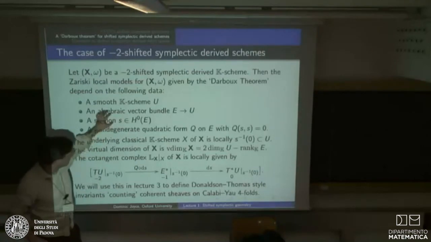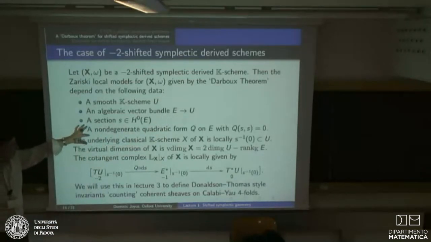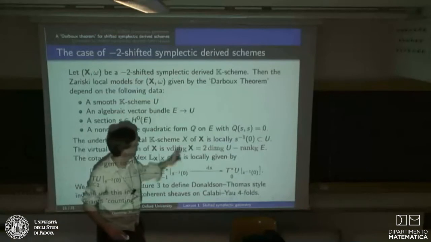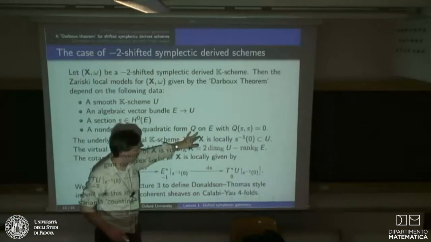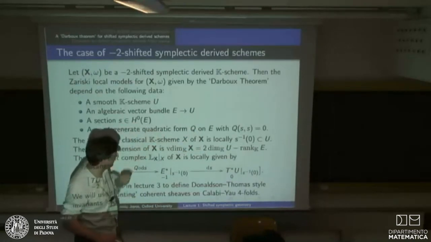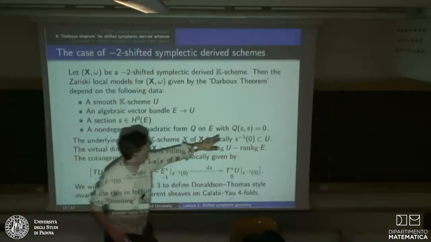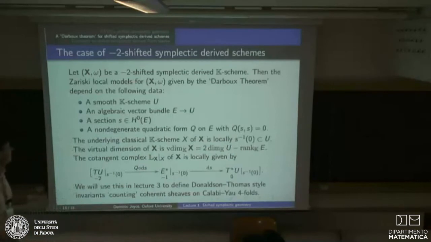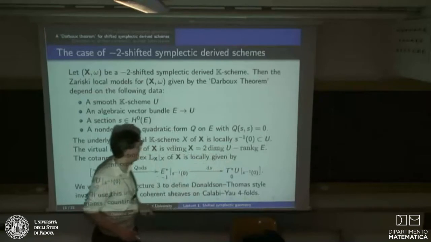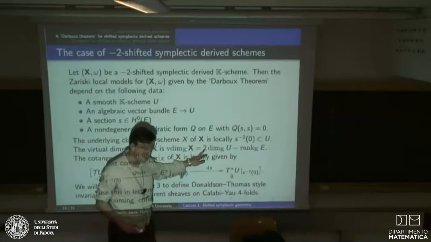A section S in its zero V. That's really d from the minus one part to the zero part. Okay, so E is perhaps the dual of the minus one part. And a non-degenerate quadratic form Q on E, with Q of S equal to 0. So Q is the incarnation of the symplectic form omega on the degree minus 1 part with itself. So Q is non-degenerate, and section S is null with respect to it. So then the underlying classical K-scheme of X is locally S inverse of 0, contained in U. And the virtual dimension of X is twice the dimension of U, minus the rank of E.